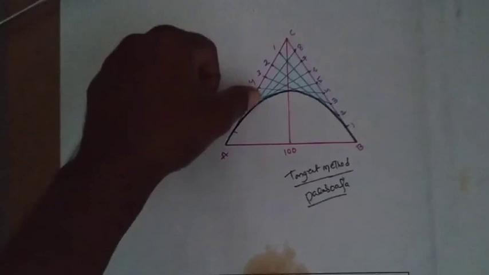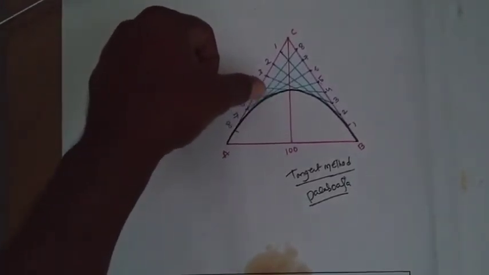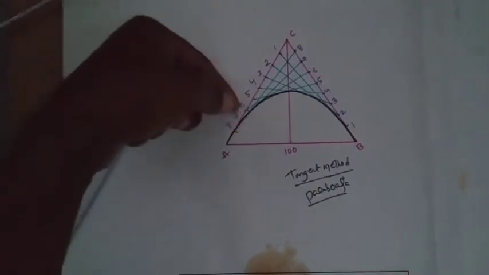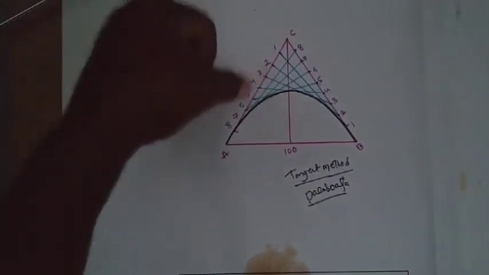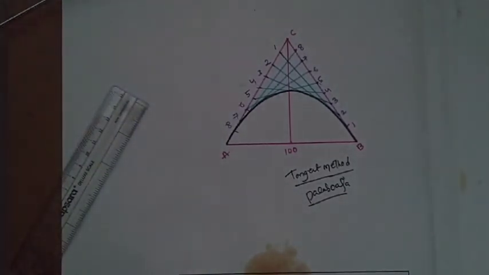These lines' intersection points are the tangent points of this curve. We have to draw the curve through these tangent points. That's why this method is called the tangent method. This is the procedure to construct a parabola through the tangent method.